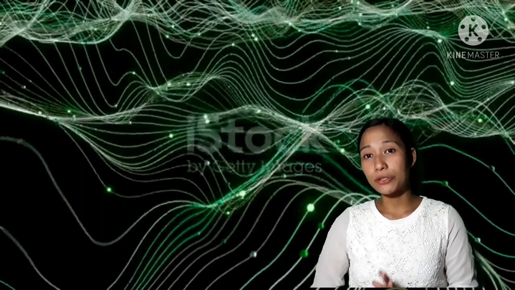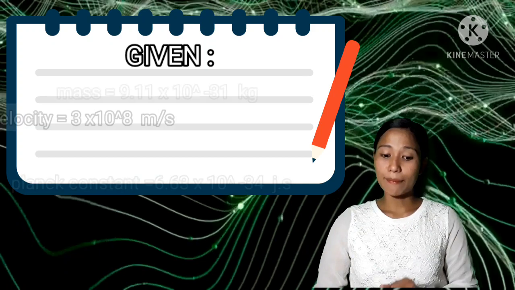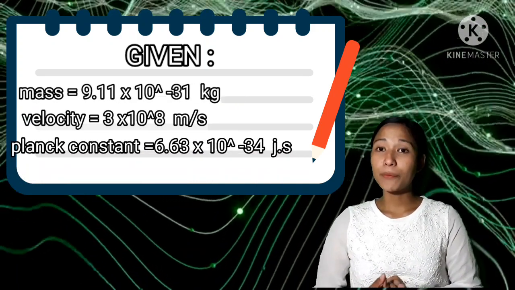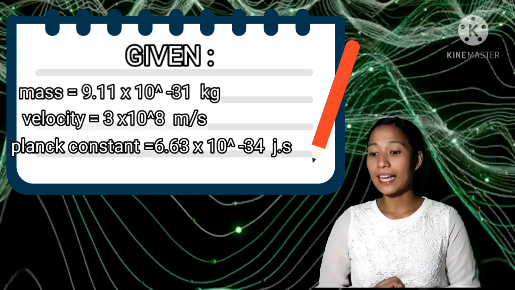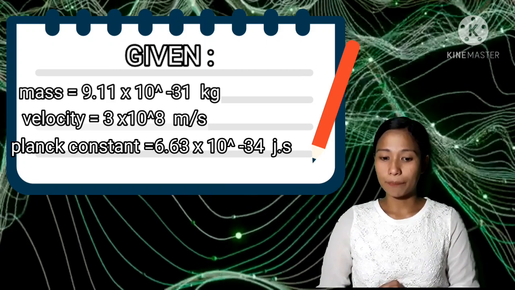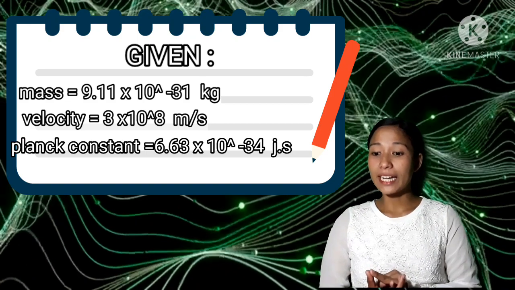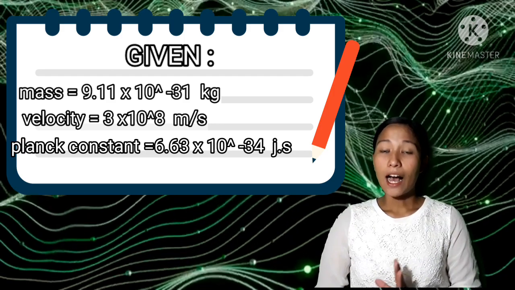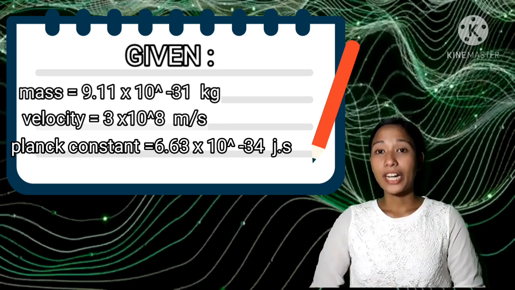Okay, the first thing we must do here is to find the given quantities or variables, which is the mass and the velocity as well as the Planck constant. Based on the problem, the mass has the value of 9.11 times 10 raised to negative 31 kilogram, while the velocity is 3 times 10 raised to 8 meter per second. And the Planck constant has the value of 6.63 times 10 raised to negative 34 joules second.